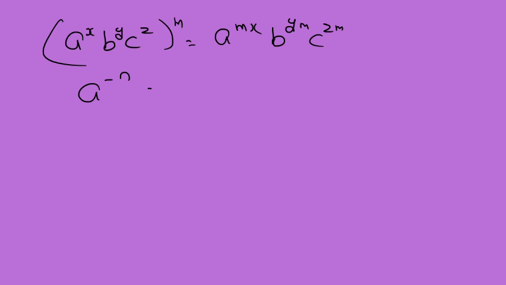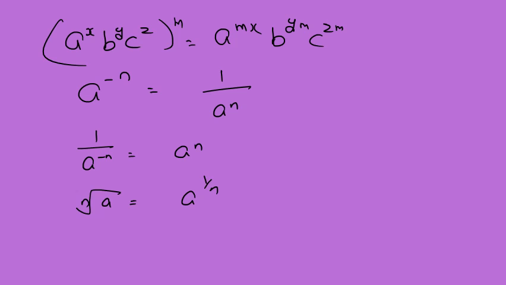And next one is positive exponent. A raised to minus n is 1 by a raised to n. Or 1 by a raised to minus n is what? A raised to n. Next, nth root of a is a raised to 1 by n. Similarly, square root of a means a raised to 1 by 2. The same way, cube root of a is a raised to 1 by 3. And our last one is a raised to 0. A raised to 0 is 1.